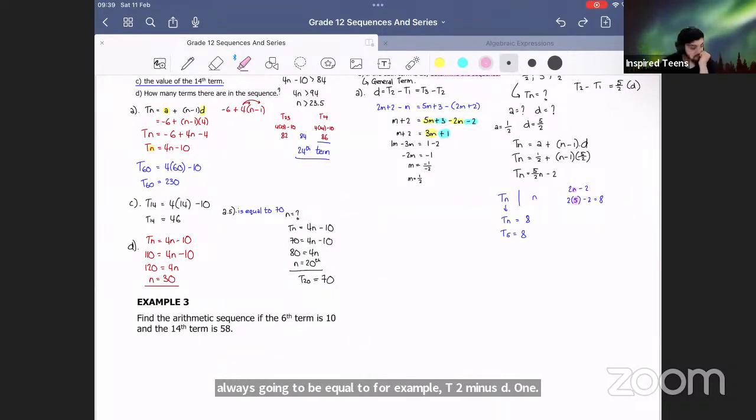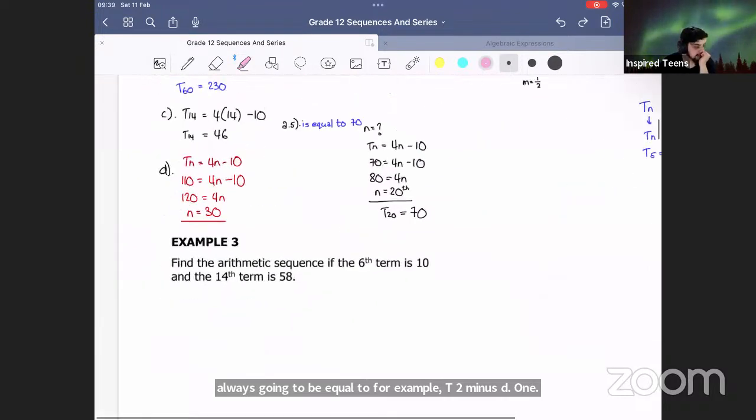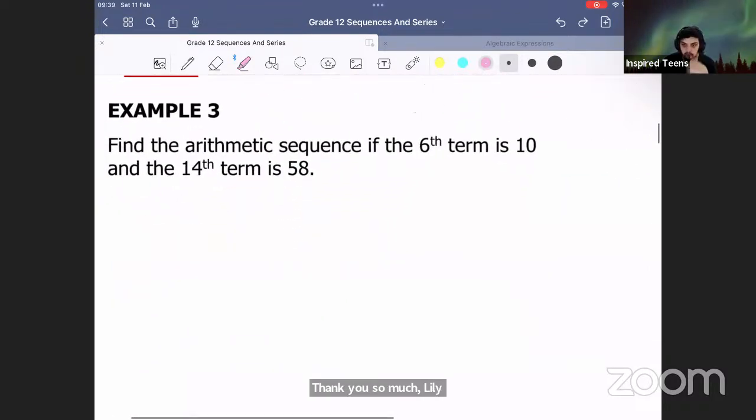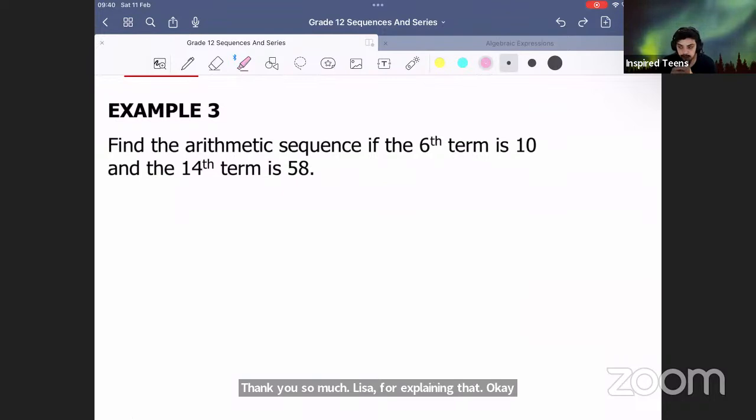Thank you so much, Lalitha, for explaining that. Okay, let's move on to the next one.